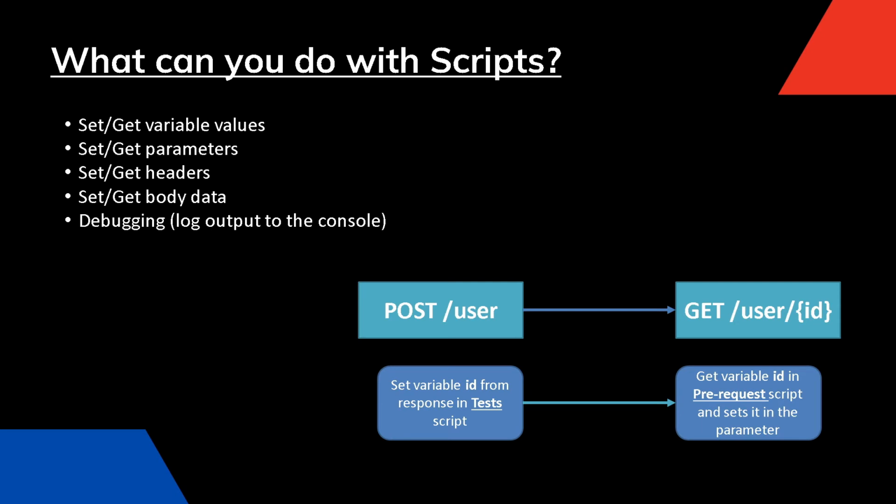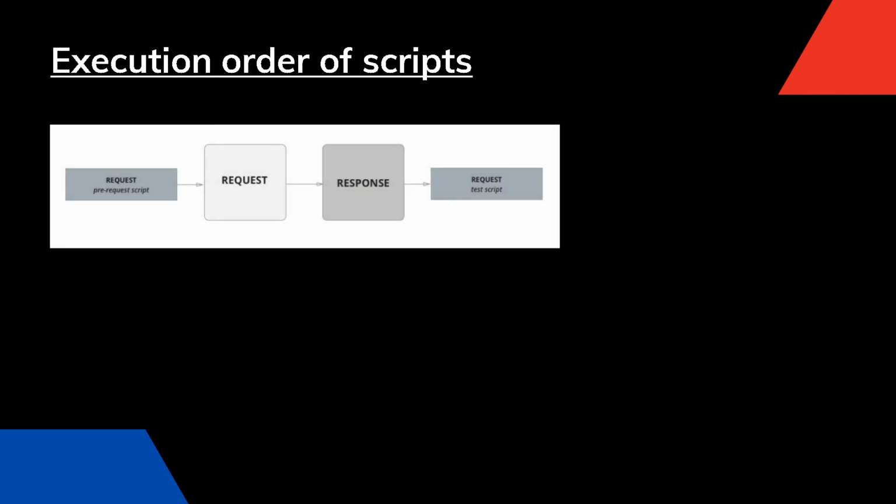Now each of the scripts have an order of execution. So let's take a look at how that works. So a pre-request script is associated with the request and it will execute before the request is sent. Like I mentioned, this pre-request script is actually executing before the request is sent. And then you get your response there. And after the response, it will execute the test script.